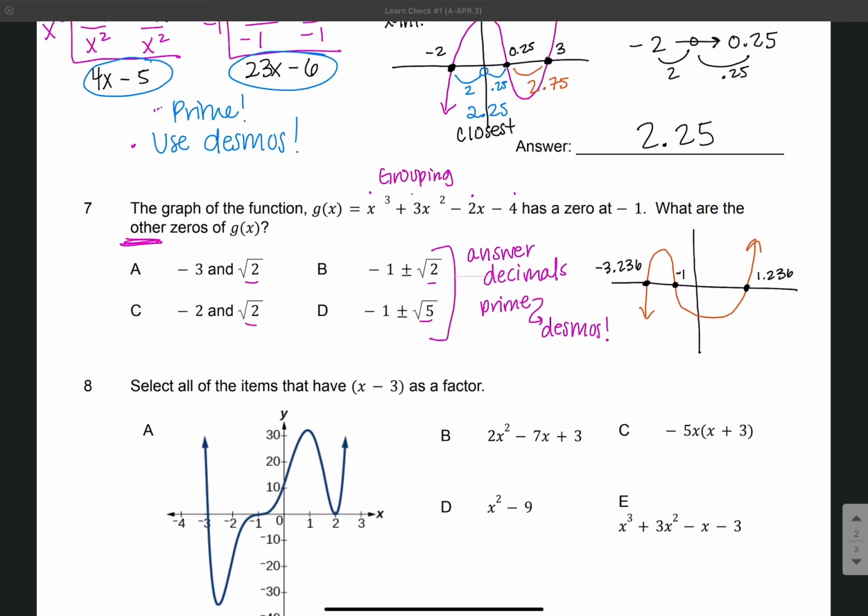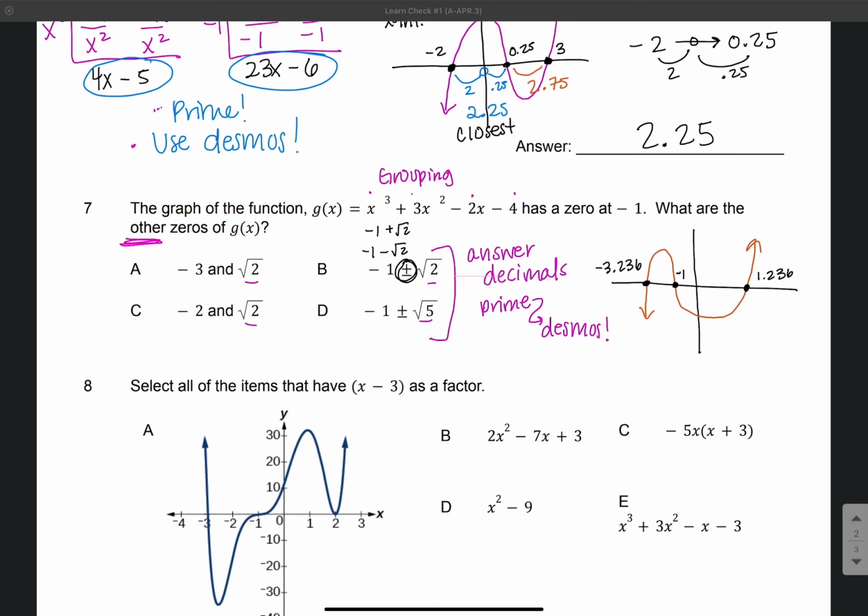So, remember that these little plus or minus signs mean that you're going to be doing like 2 versions. So for example, for answer choice B, if I had split this, it would have been like -1 plus radical 2 and -1 minus radical 2. So what we need to do is convert our answer choices into decimals. So you're going to be doing that on a calculator.